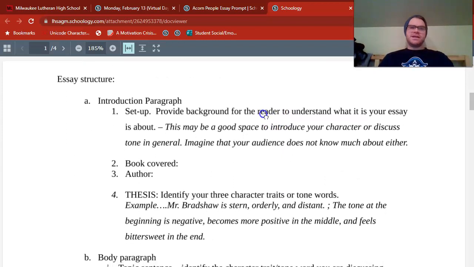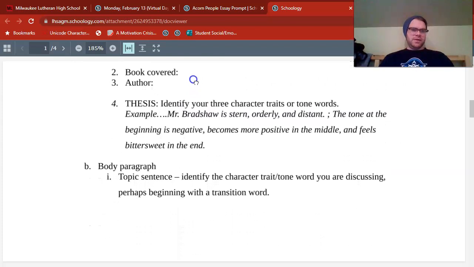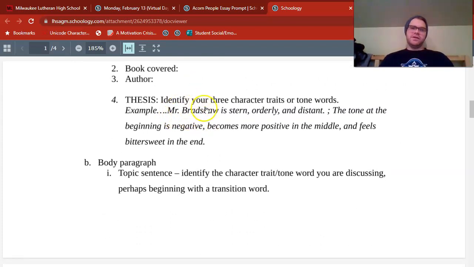Essay structure is the same as last semester. It's going to be a 5-paragraph essay. Each body paragraph is going to be rather short, and that's okay. Again, introduction, we're going to give background first off, so it might be a good space to introduce your character if you're doing character analysis, or discuss tone in general if you're discussing tone. We do have to imagine that your audience doesn't know much about this text. At some point in your intro, we'll also give the book title and author, so The Acorn People by Ron Jones. And then thesis statement, which I'll coach you through later on in this video.